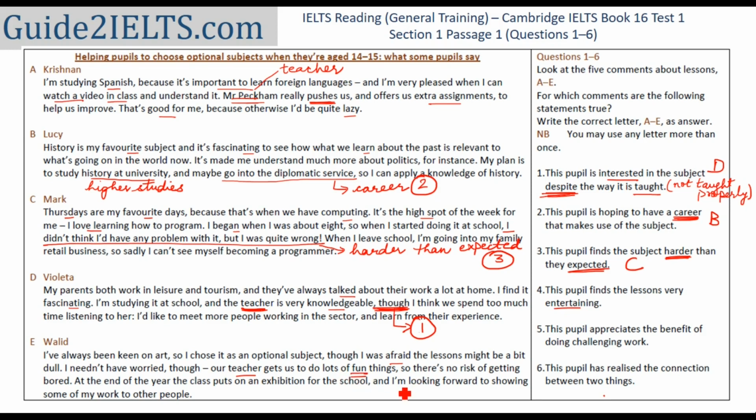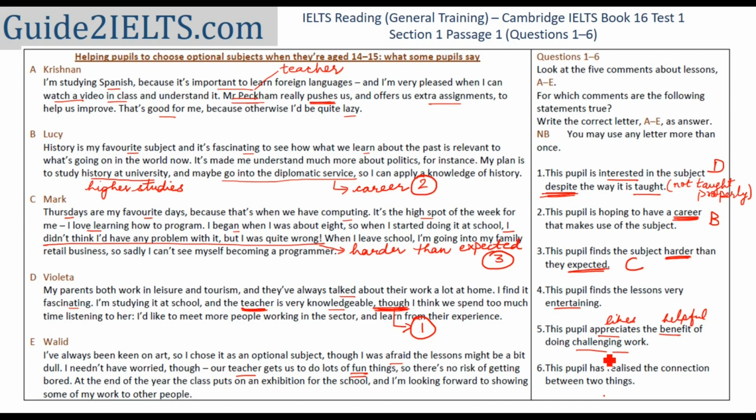5th one, this pupil appreciates the benefit of doing challenging work. Appreciates is a positive word. The student likes being challenged, being given difficult work or difficult assignment. There are quite a few words in this statement which can help me find the answer. Appreciate, benefit, the assignment being helpful. And challenging work obviously would refer to some assignment, some work that the student finds a little difficult.